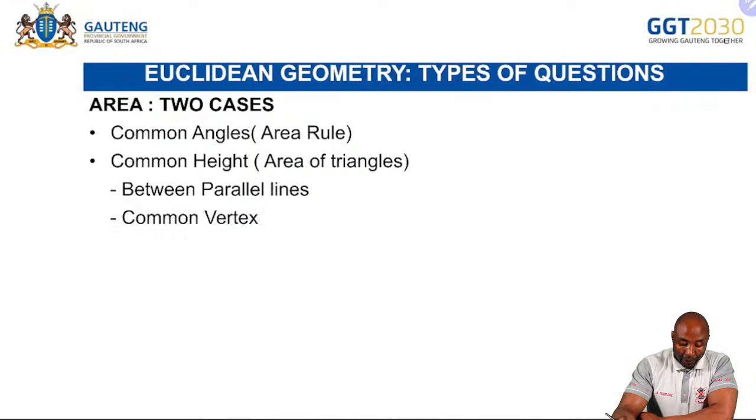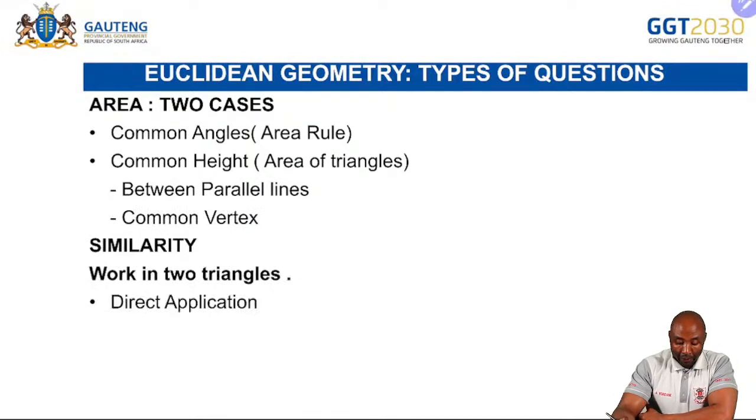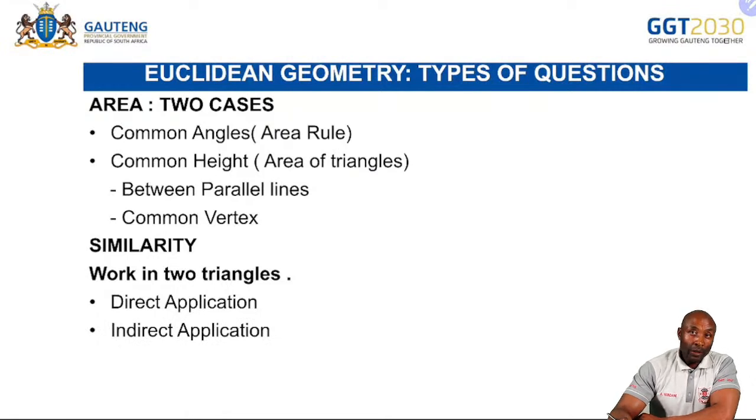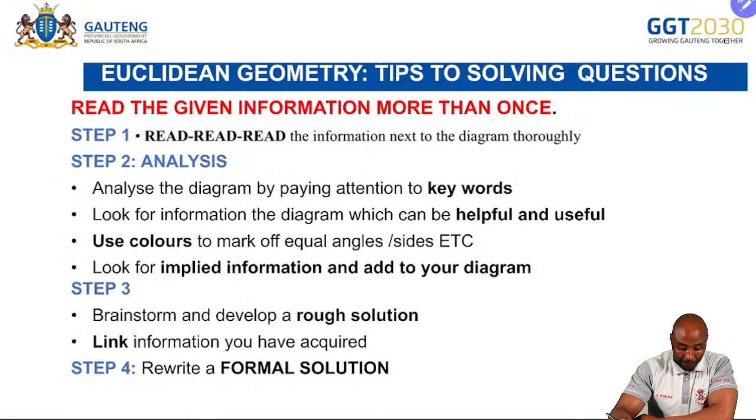Now we have similarity, where we work with 2 triangles, direct application, where you are able to prove that the angles are equiangular, then the 2 triangles are similar, or if the sides are in the same proportion, then the triangles are also similar, and you are able to either directly apply the theorem or indirectly apply the theorem.